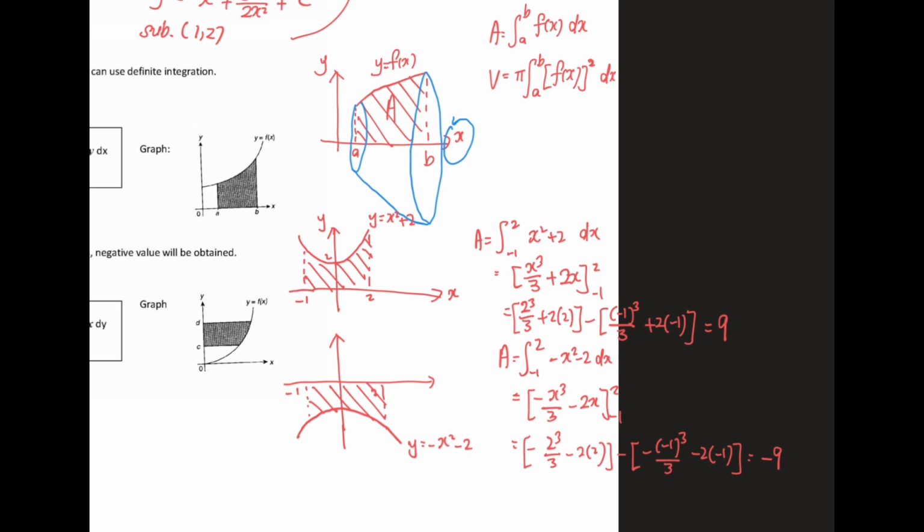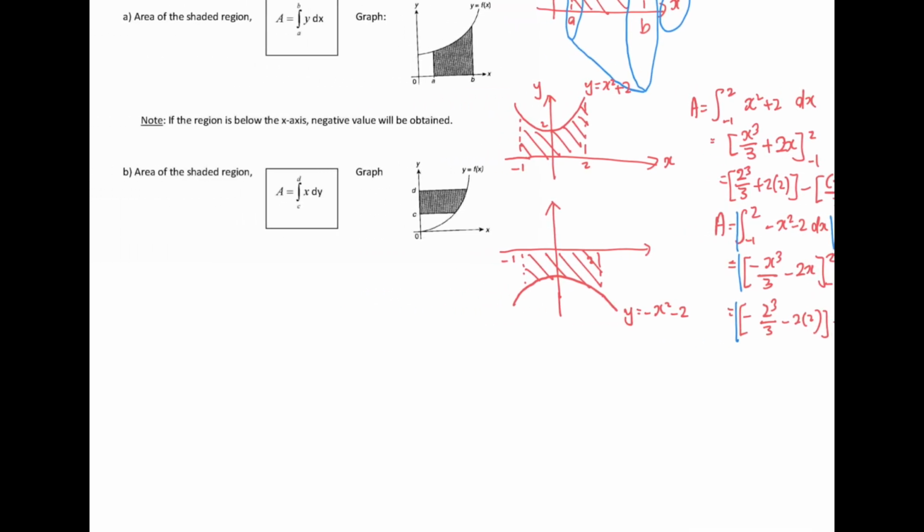Okay, so you can see the difference: when the area of the shaded region is above the x-axis, you will get a positive answer. When the shaded area is below the x-axis, you will get a negative value. So if you get a negative value, my suggestion is you put modulus, because area at the end has to be a positive answer. So you put modulus from the beginning until the end, and at the end it is equal to 9. Okay, it's a positive answer.